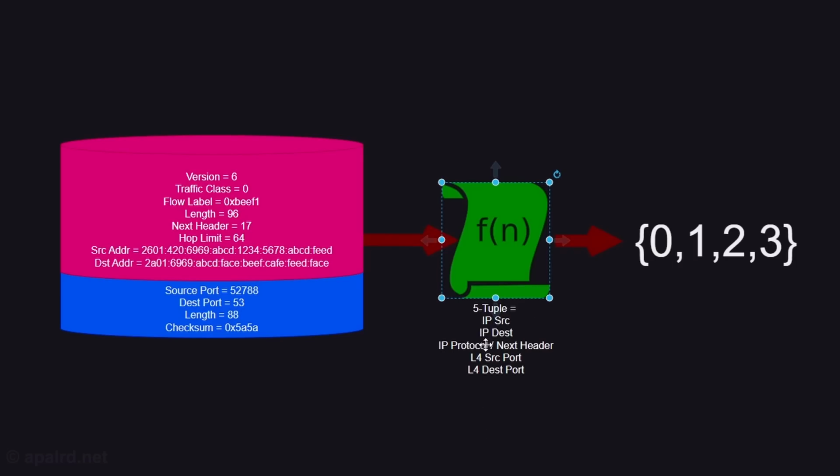So the 5-tuple function is a combination of the IP layer source and destination, so source IP address, destination IP address, and then the IP protocol or next header, so this would be the last next header.